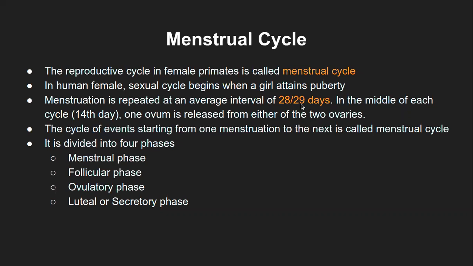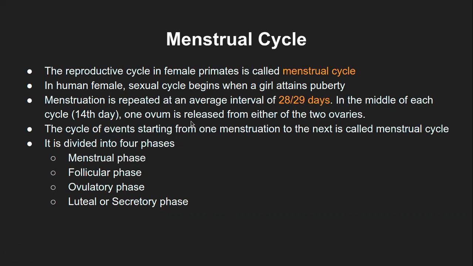In some women it might go to 25 days, that is lower, and in some it might go a little higher, but that is because the menstruation phase is different. The rest of the phases remain more or less constant.